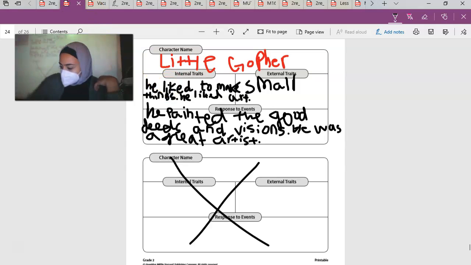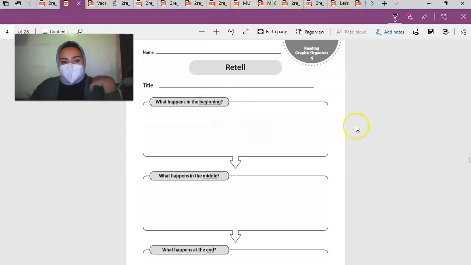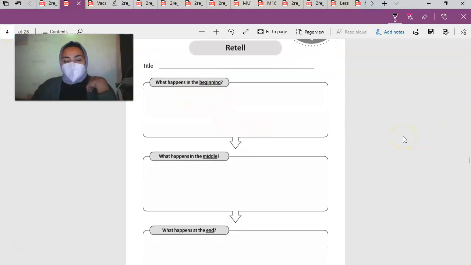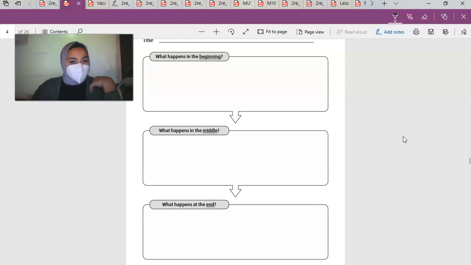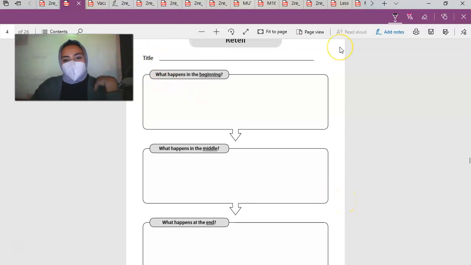So you are going to use your reading graphic organizer that looks like that. Oh, not that one. This one is Reading Graphic Organizer 4. It looks like this. Okay? So you're going to use this after we're done reading the story. You're going to use this to rewrite what happened in the beginning, middle, and end in your own words. Obviously, you're going to write the title down too.